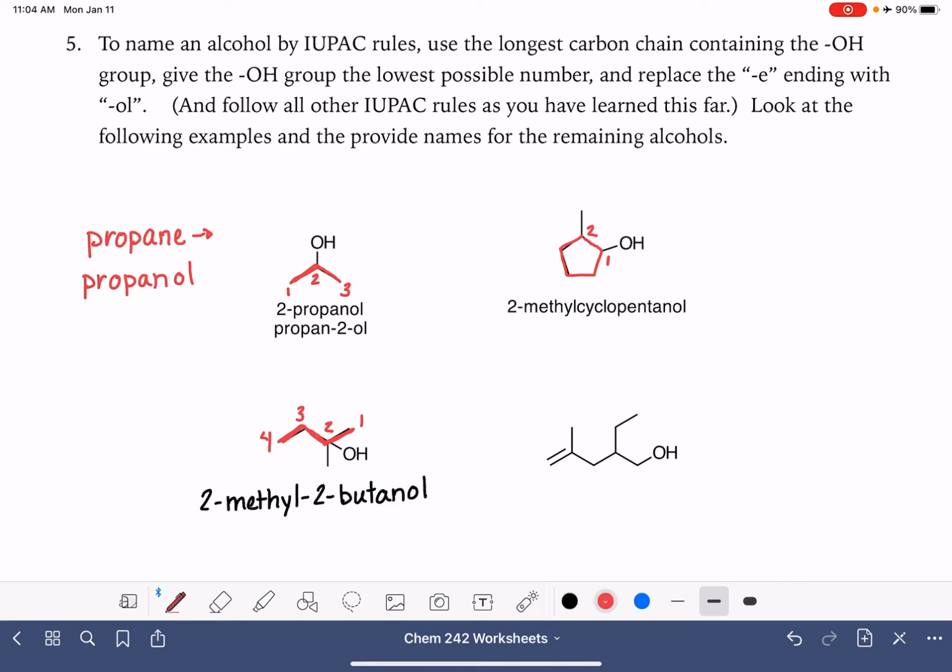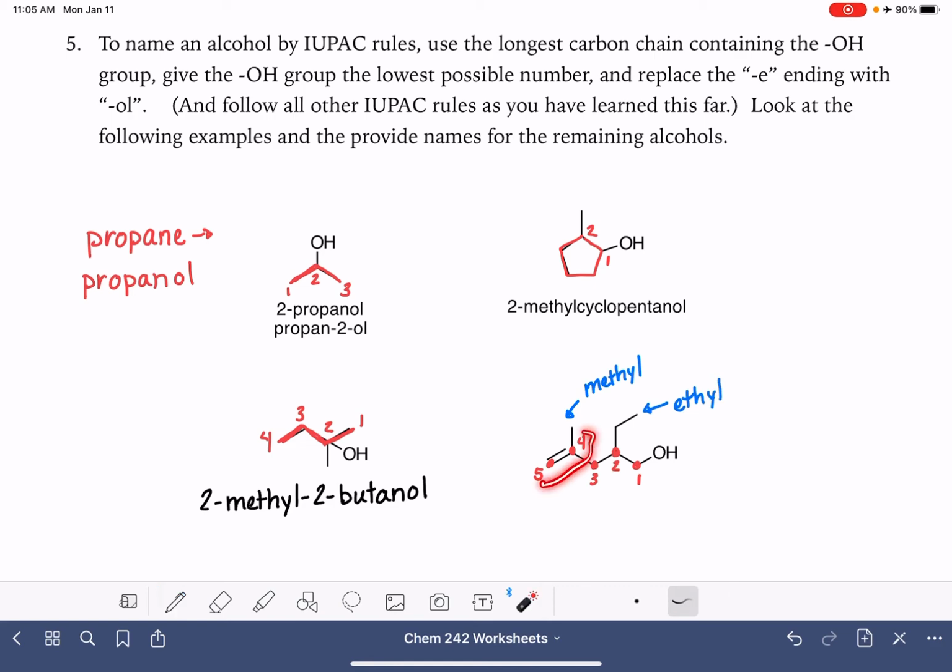Last but not least, we have, looks like, 1, 2, 3, 4, 5-carbon chain. We're not necessarily looking for the longest carbon chain, we're looking for the longest carbon chain that contains the OH group. We want to number this carbon chain to give the OH group the smallest possible number. So we're going to number it like this. And then we're going to name the location of our substituents. Our substituents are a methyl group on carbon number 4 and an ethyl group on carbon number 2.